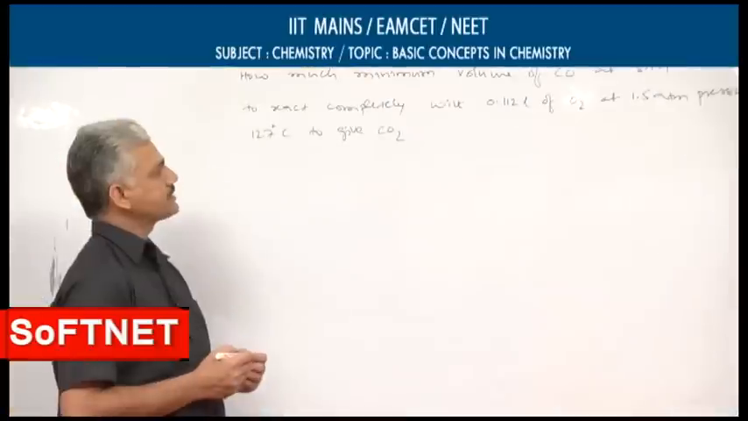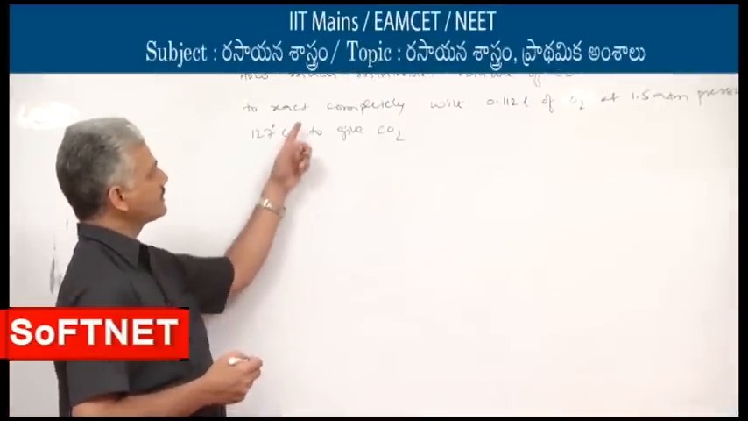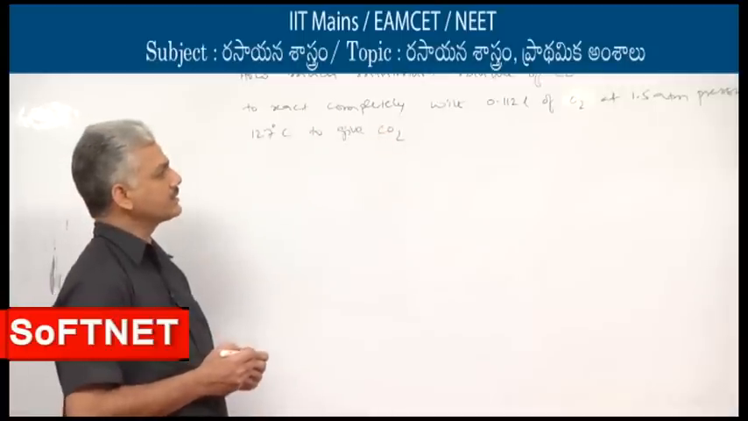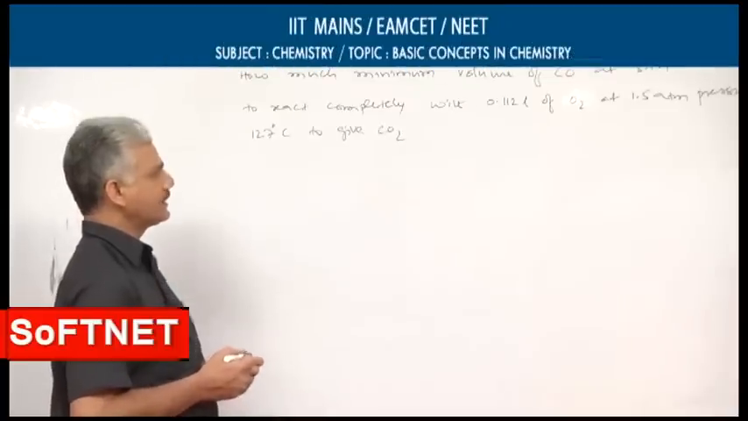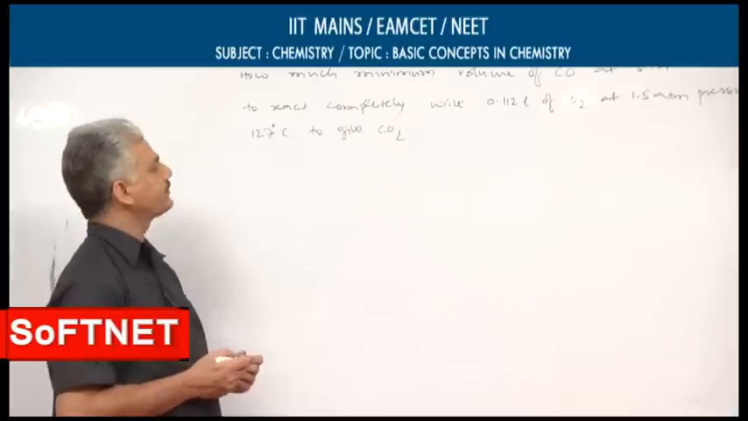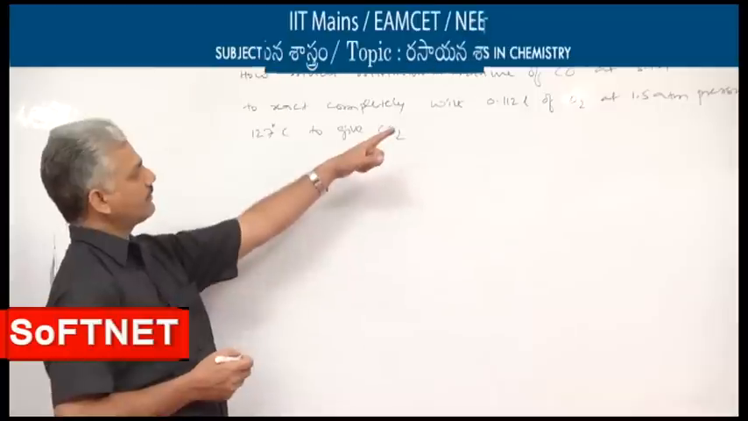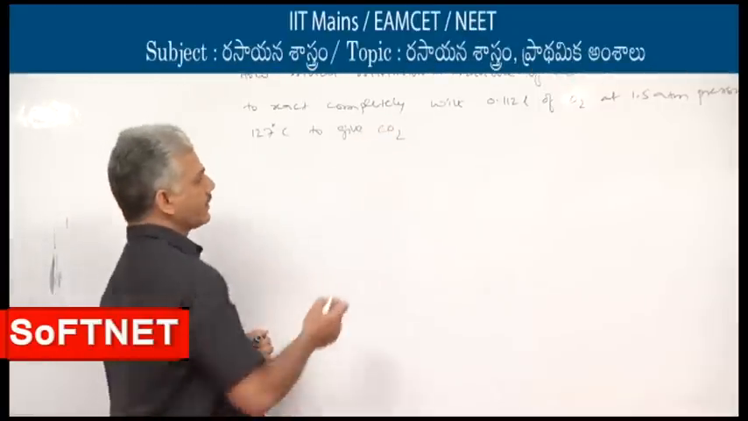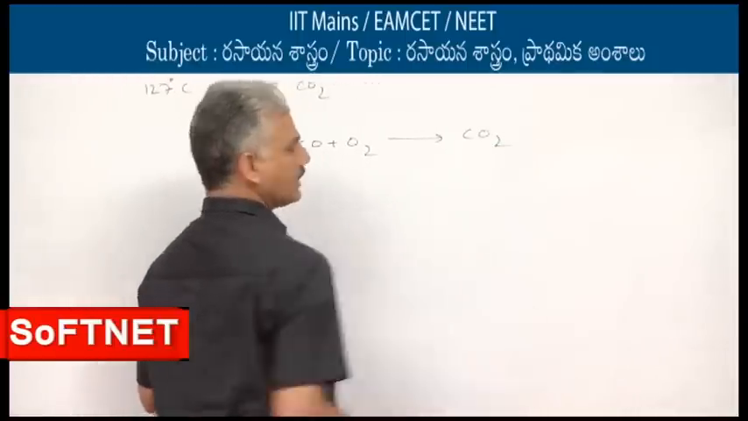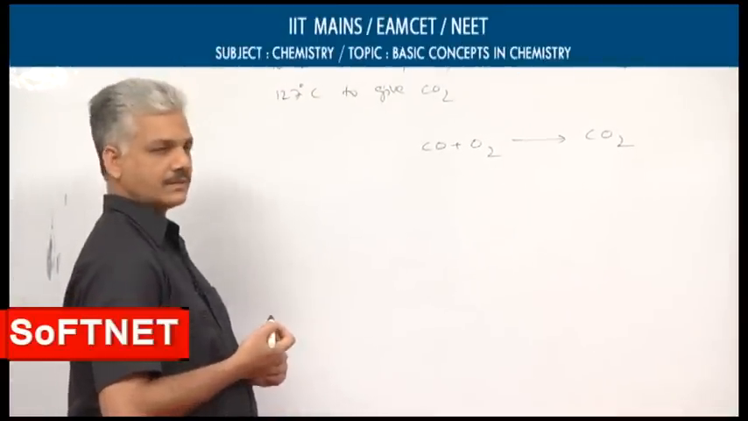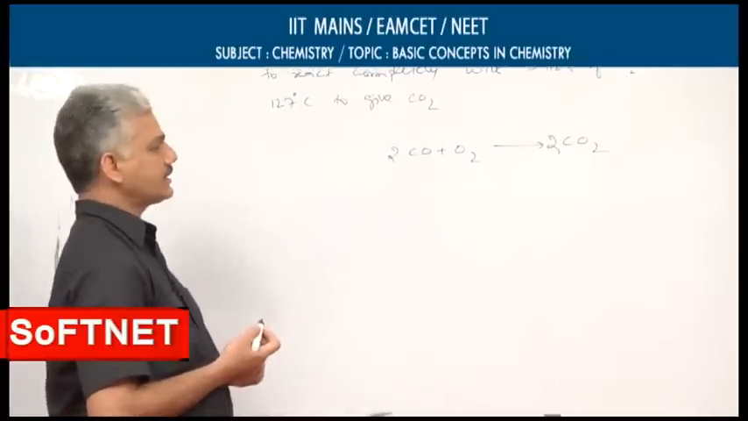250 ml. How much minimum volume of carbon monoxide at STP is required to react completely with 0.112 liters of oxygen at 1.5 atmospheric pressure and 127 degrees centigrade to give carbon dioxide? Now, in this problem, the equation required is reaction between carbon monoxide and oxygen. When carbon monoxide reacts with oxygen, the products obtained are carbon dioxide. Now, you have to balance the equation first. 2CO plus O2 gives 2CO2 will be the balanced equation.